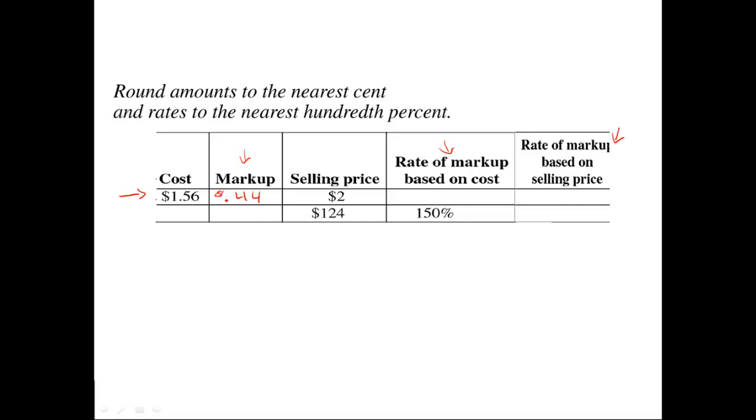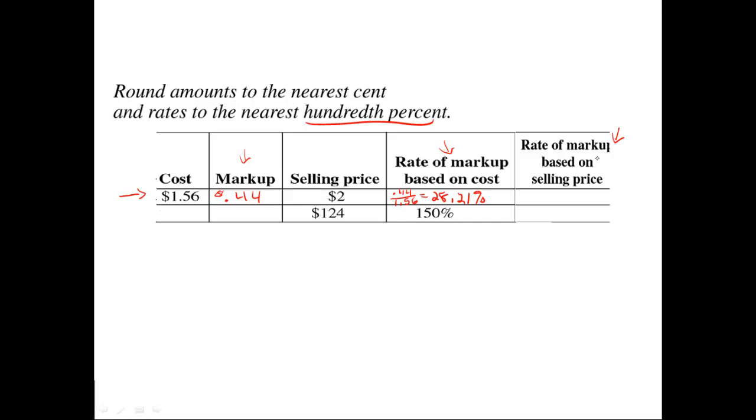And then the rate of markup based on cost. So that 44 cents represents what percent of the cost? So we do 0.44 divided by 1.56. And that's going to give us our percent or rate of markup based on cost, which is 28.21%, and it tells us to round to the nearest hundredth. So 28.21%.